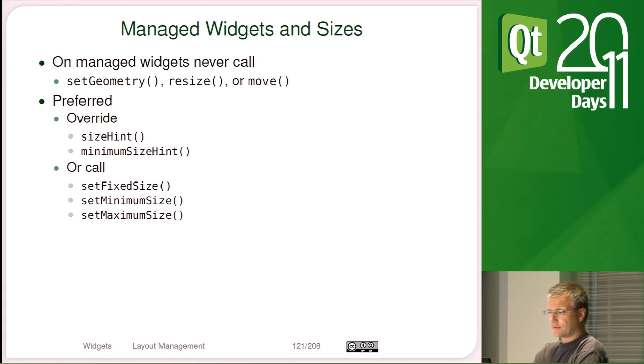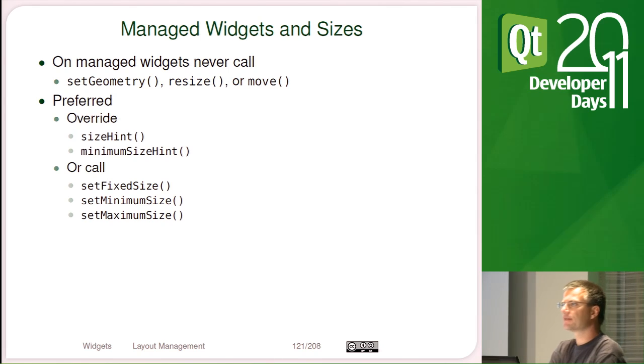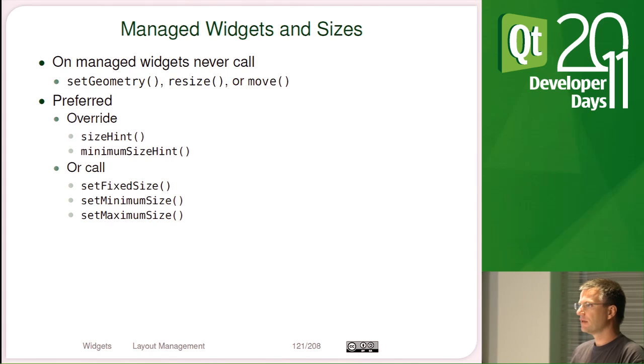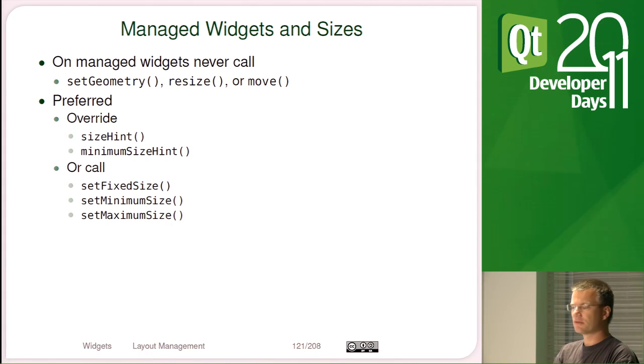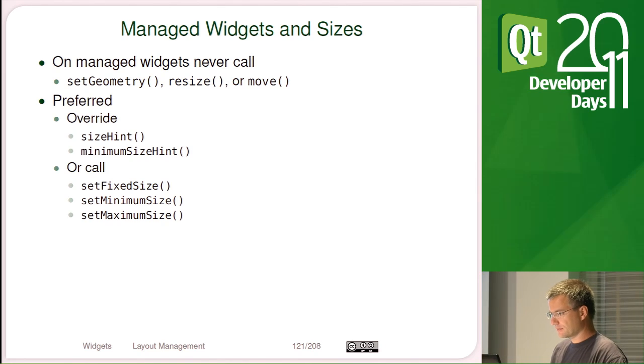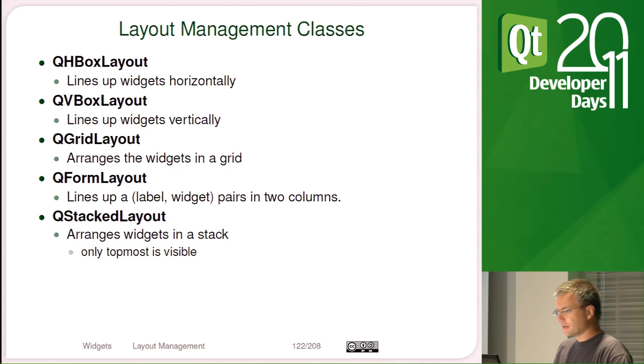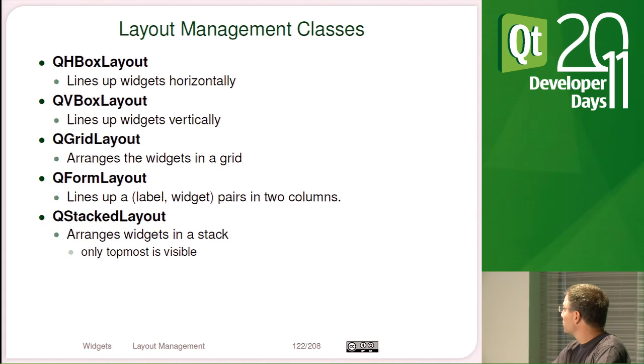And then you can call setMinimumSize and setMaximumSize to set the boundaries. Let's say a widget should not be wider than 300 pixels. You can just set a minimum width to 300 and a maximum width to 300. So these are the functions you have to call to influence the layout.